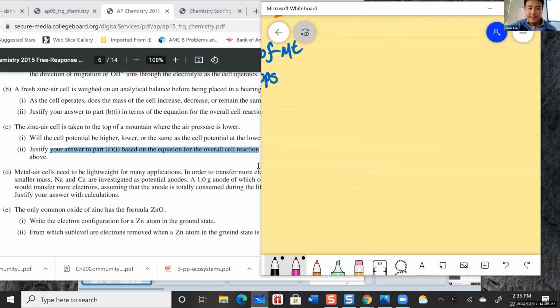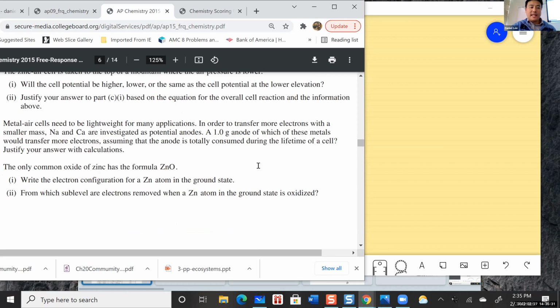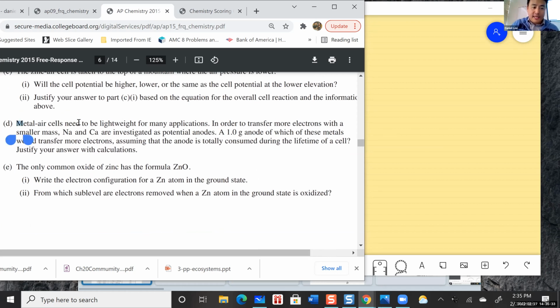Okay, and let's look at part D, another metal air cell. So now let's talk about lightweight. You want this battery to be as light as possible. You don't want a heavy one to carry around. You want it to be lightweight. In order to transfer more electrons with a smaller mass, we're investigating sodium and calcium as potential candidates for the anode. So the question says, I have 1 gram of anode. Of which metal will transfer more electrons?